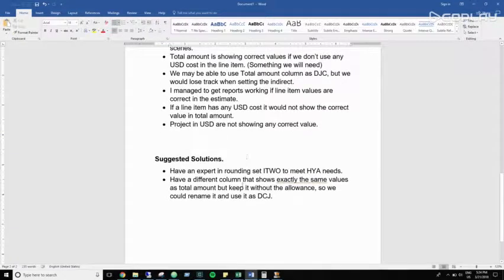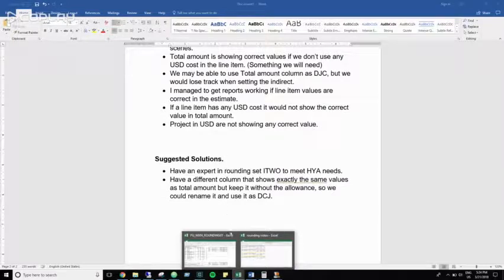And finally, the suggested solution would be to have an expert in rounding take a look at the ITWO configuration we already have, and set it in a way that we can meet our needs, which I just explained in the video. Another option is to have a different column that shows exactly the same values as total amount but without the allowance, so we could rename it direct job cost.